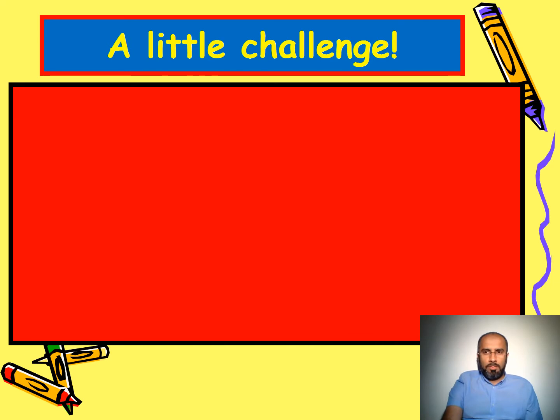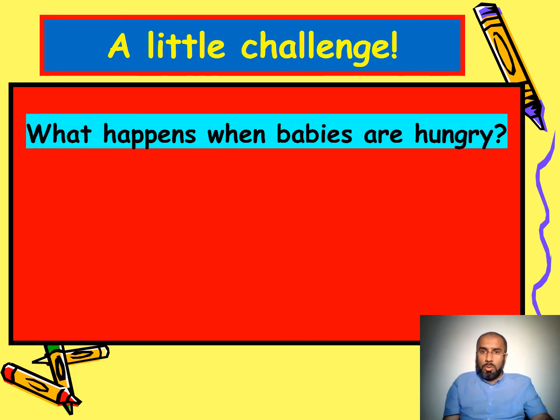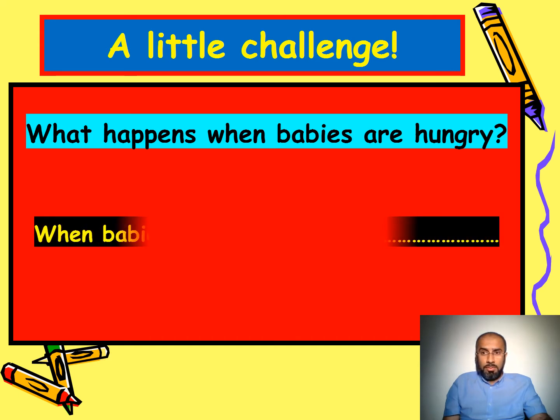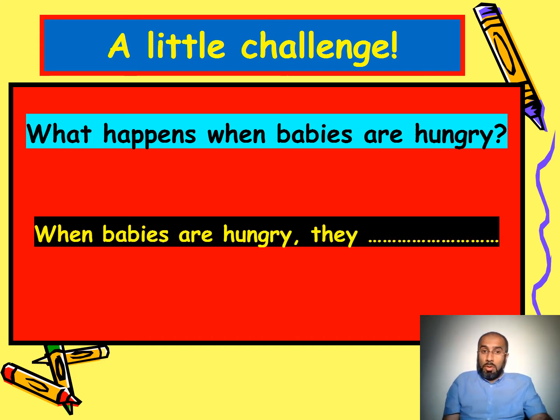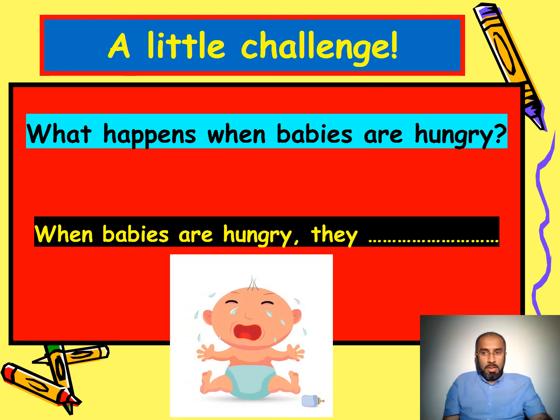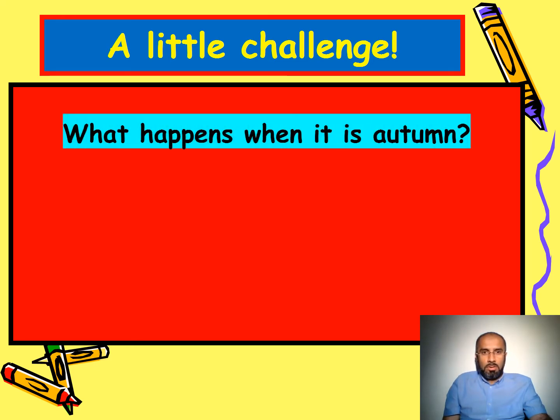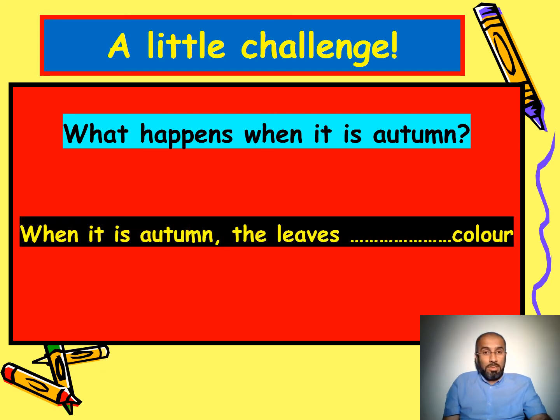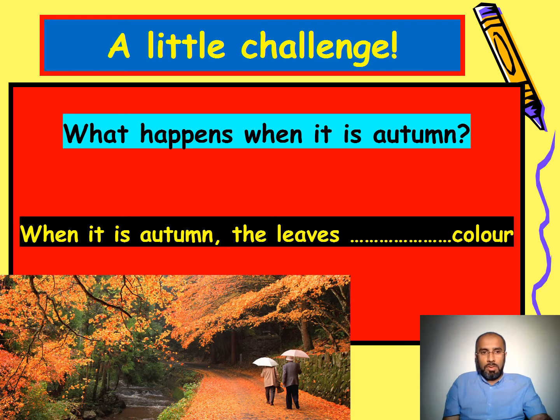Okay, one more. What happens when babies are hungry? Maybe that sounds familiar to most of you, or maybe some of you. When babies are hungry, they... Exactly. They cry, don't they? Okay, last one. What happens when it is autumn? When it is autumn, the leaves color. So you can see from the picture, you're right, they change color.